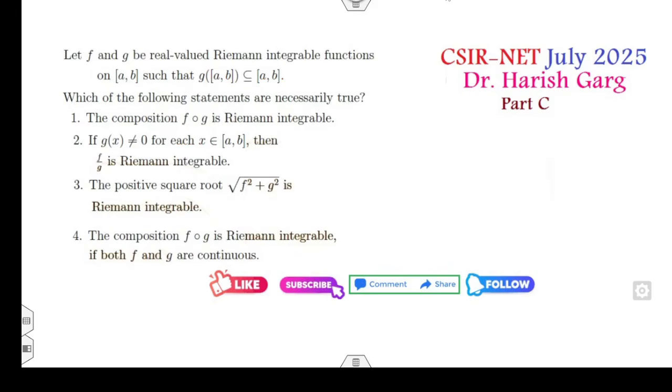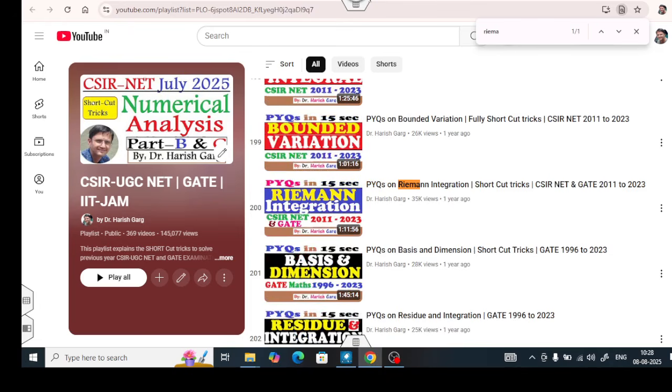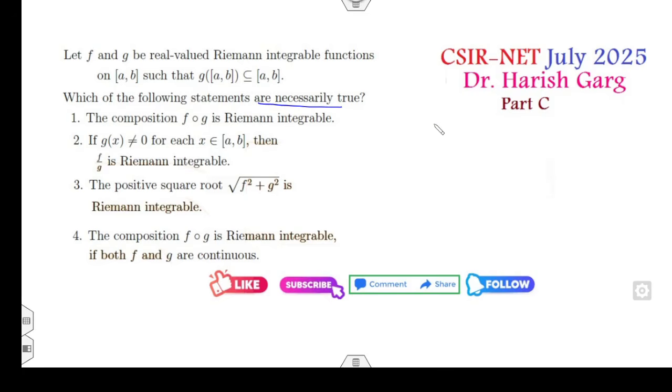Okay, look at another one. f and g are Riemann integrable functions. Which of the following statements are true? Very simple. If you already watched my Riemann integration lecture, I already told you the shortcut tricks. What is the shortcut trick related to composition? f composed with g is Riemann integrable when, first, f and g are Riemann integrable, fine, and second, the first function f is continuous, fine.